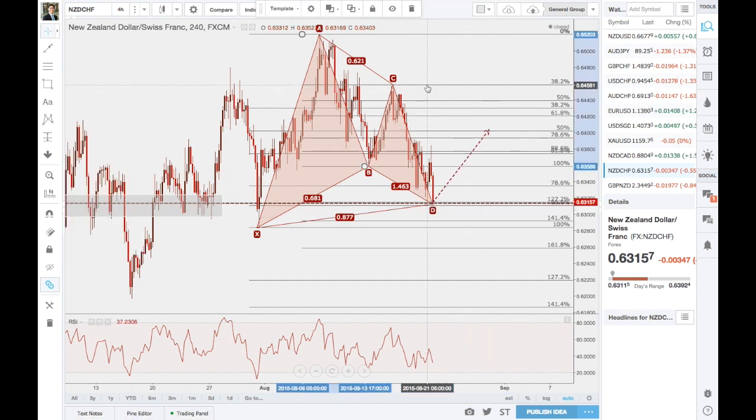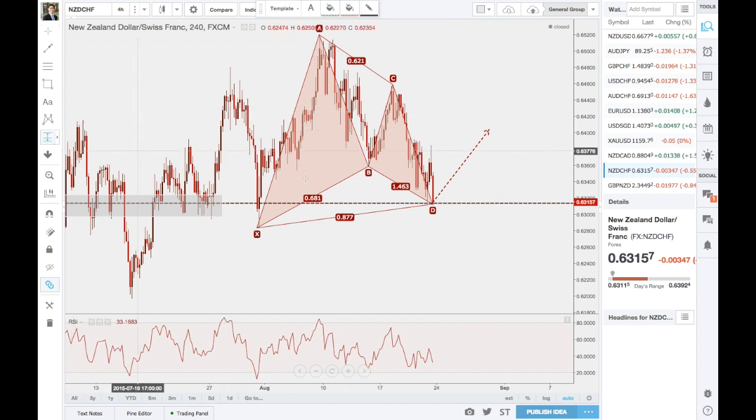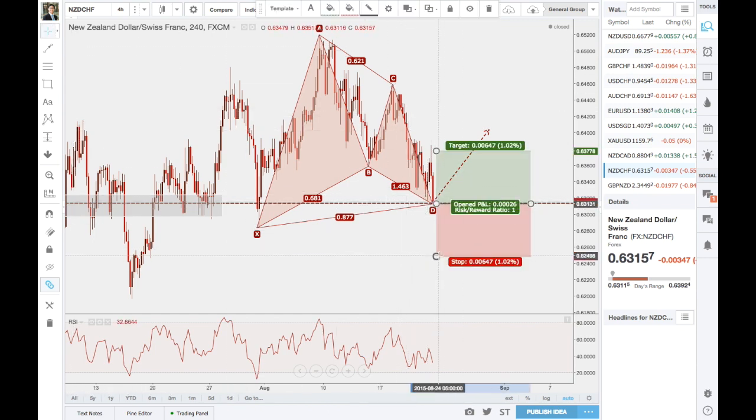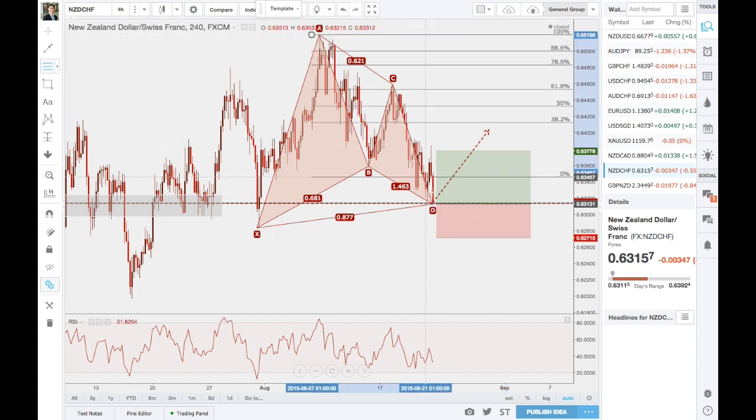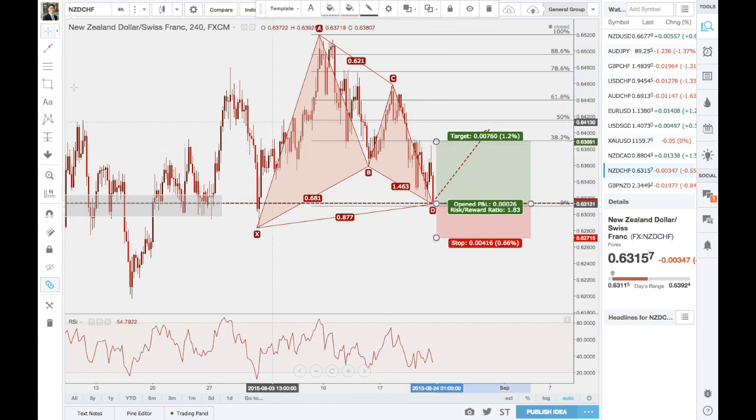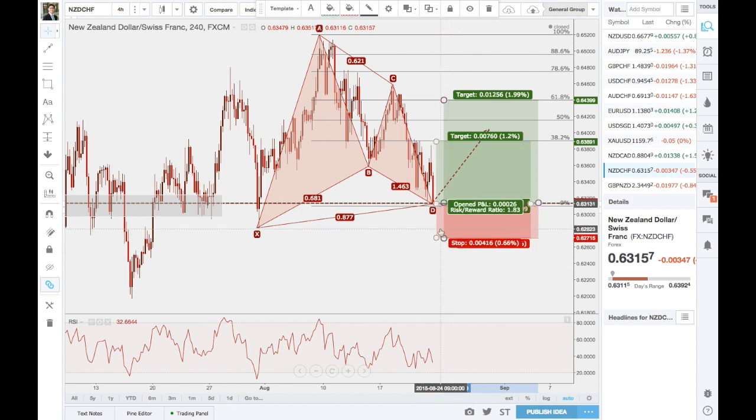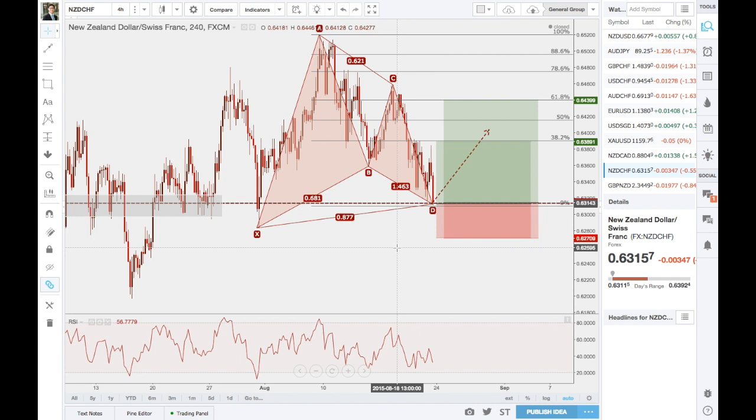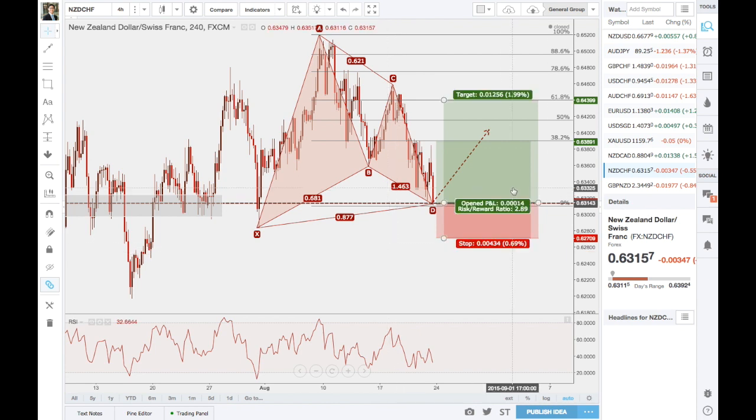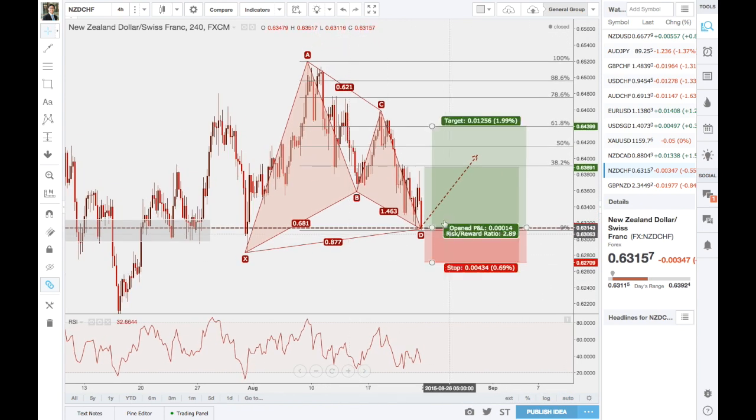As usual, if you are familiar, how we do it is that our entry will be around here. Our stops will be slightly below your X point, and for targets we'll be using Fibonacci as well: 382 as our first target, and our second target will be at the 618. If you compare the risk to reward ratio, all the trades that we take are always more than 1:1. So this is one potential setup for the New Zealand Swiss franc. The pattern has been completed, so you need to monitor how price reacts when the Monday market opens up.